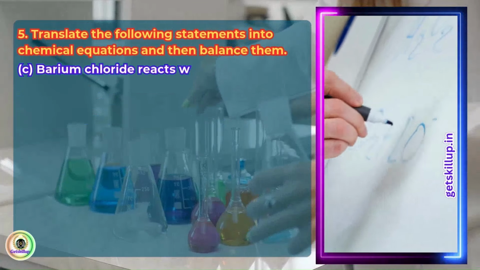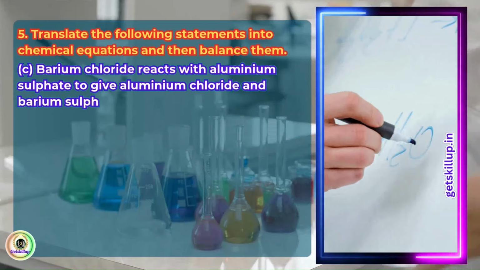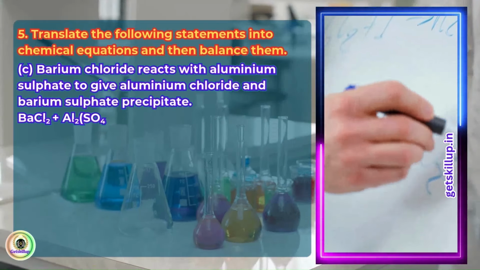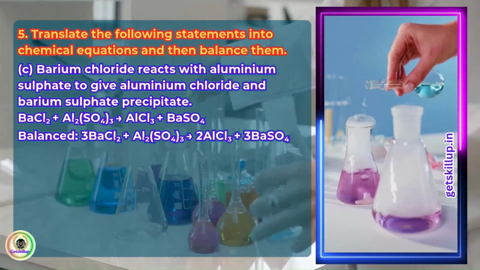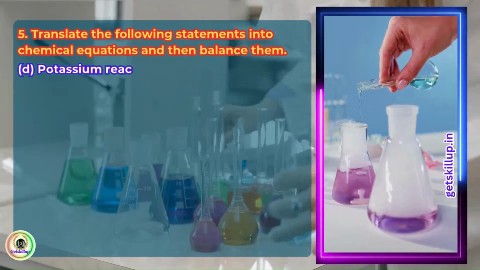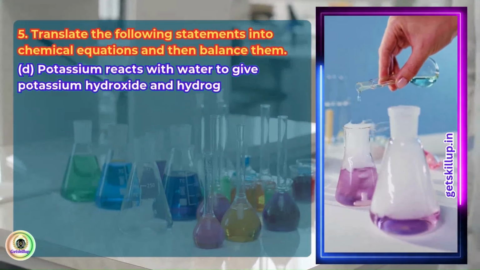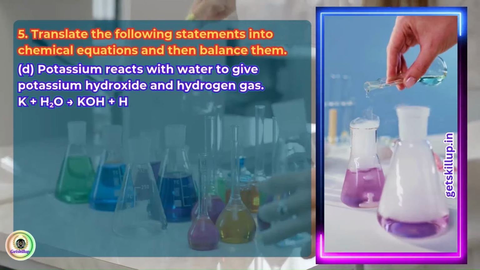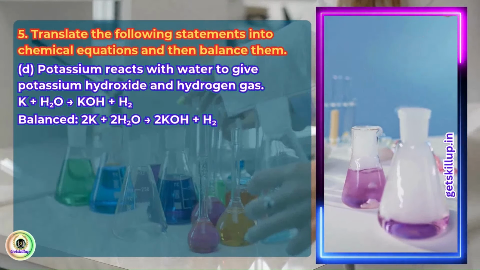C. Barium chloride reacts with aluminium sulfate to give aluminium chloride and a precipitate of barium sulfate. 3BaCl2 plus Al2(SO4)3 gives rise to 2AlCl3 plus 3BaSO4. D. Potassium metal reacts with water to give potassium hydroxide and hydrogen gas. 2K plus 2H2O gives rise to 2KOH plus H2.